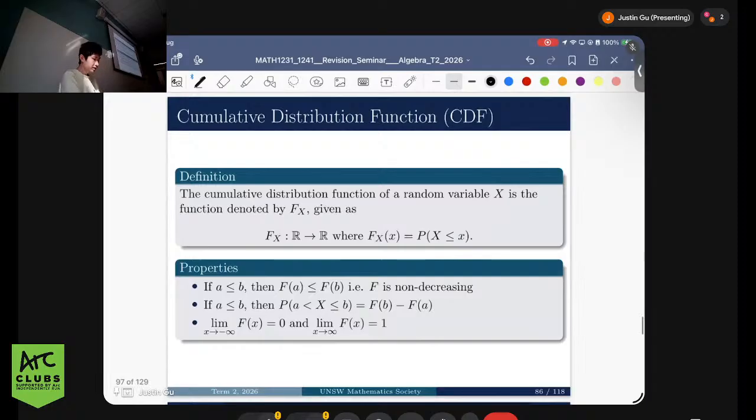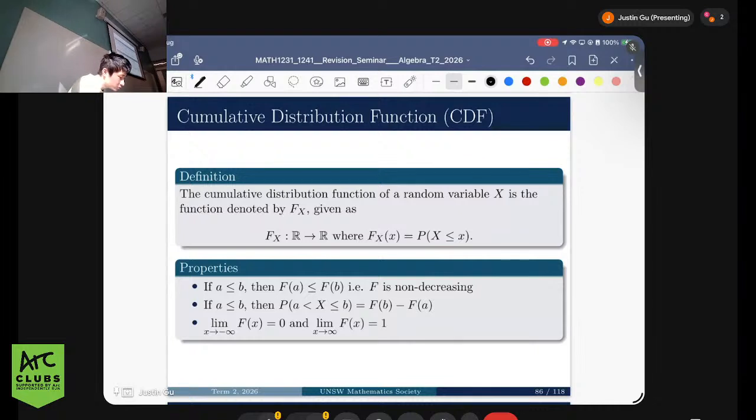No. Let's talk about the cumulative distribution function, right? So we talk about distribution functions of random variables, where we say, okay, what's the chance that I have this or less, right? So the cumulative distribution function of a random variable is the function we denote by F subscript X that takes the reals to reals, where big F subscript X of x equals the probability of our random variable being at most x, right?